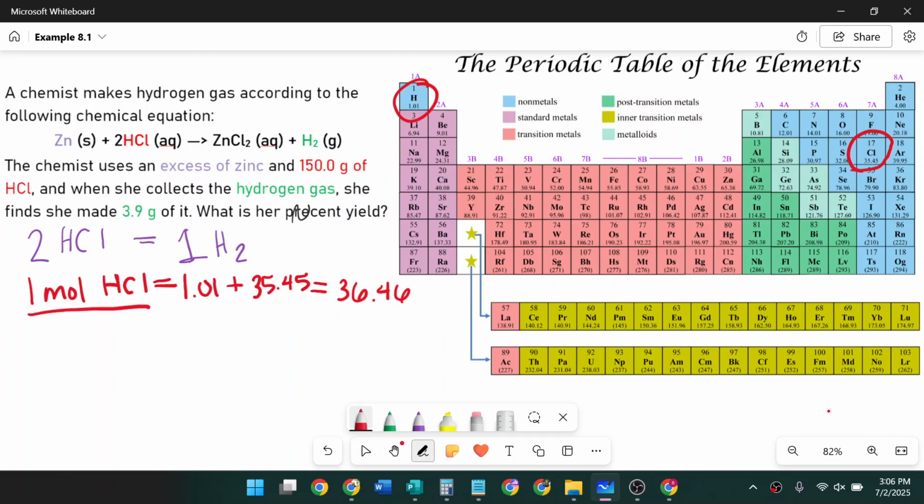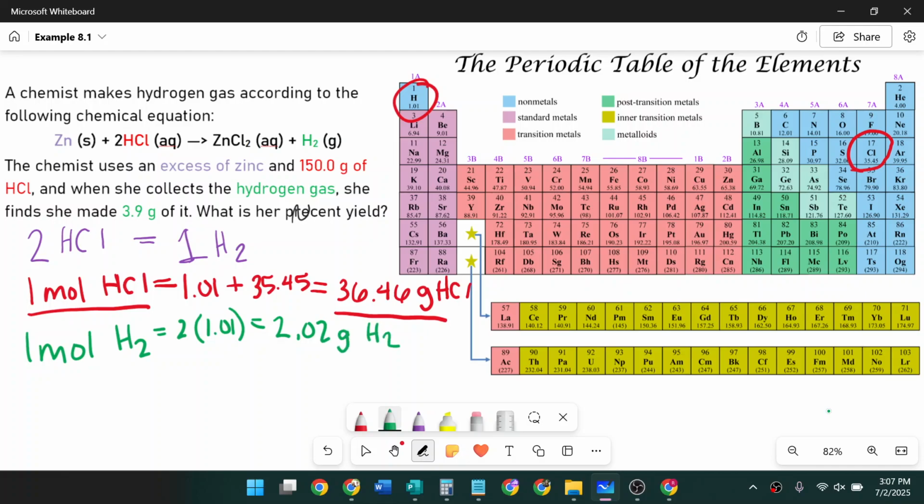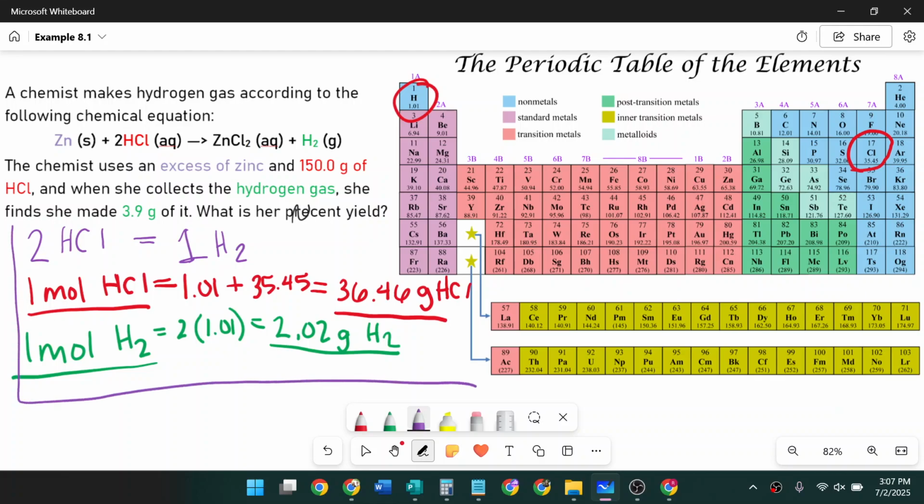1 mole of HCl is 36.46 grams of HCl. Now let's do the other one. Let's take our H2 and figure out 1 mole of H2 is equal to, and that would be 2 times 1.01. So that is 2.02 grams of H2. So that is our conversion relationship for that one. So whenever we need conversion relationships, that is what's in this box right here. This is our conversion relationships box.